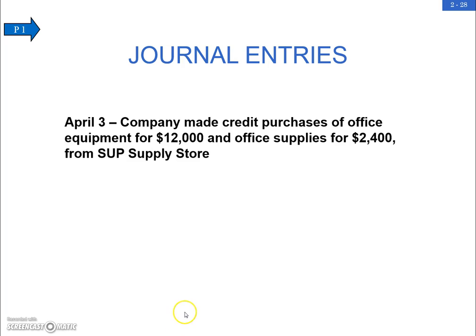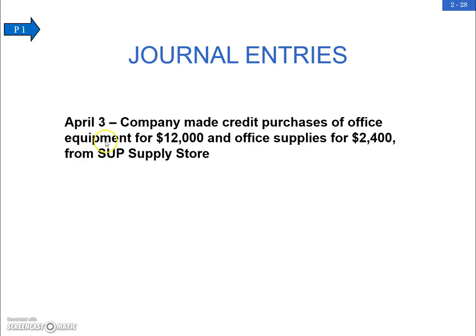One more example here. So the company made credit purchases now, right? We're buying office equipment on credit for $12,000, right? And some office supplies for $2,400 from a company called Sup Supply Store, okay? So let's first think it through in our minds. What is happening here? We're making credit purchases. Is cash involved? No, we're not spending cash here. We're buying stuff on credit.